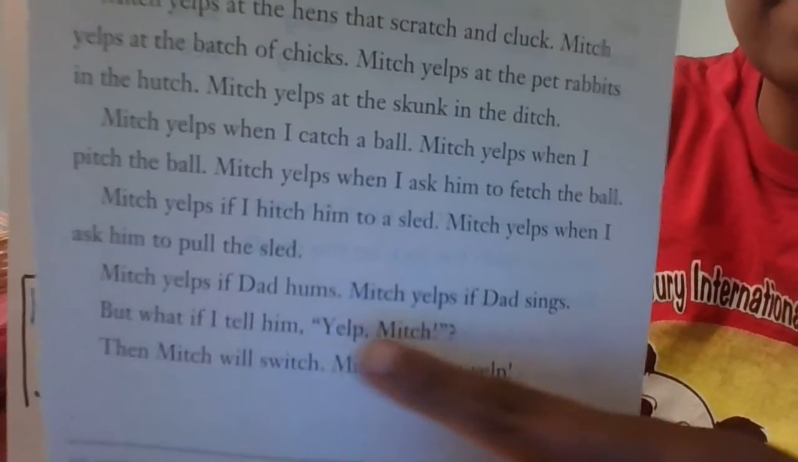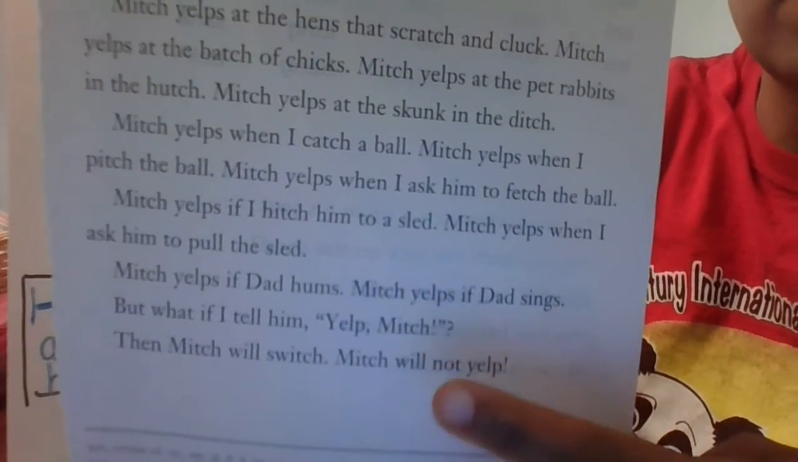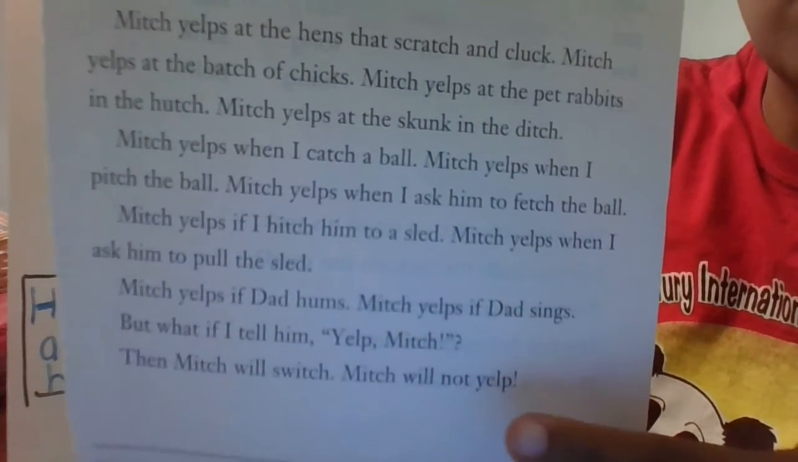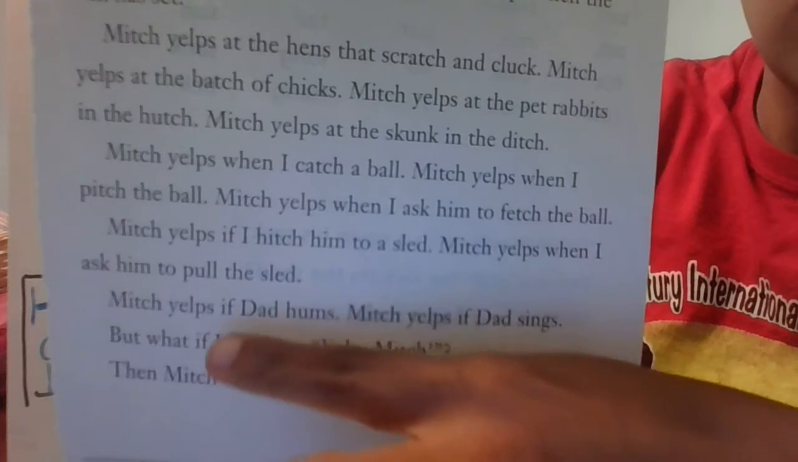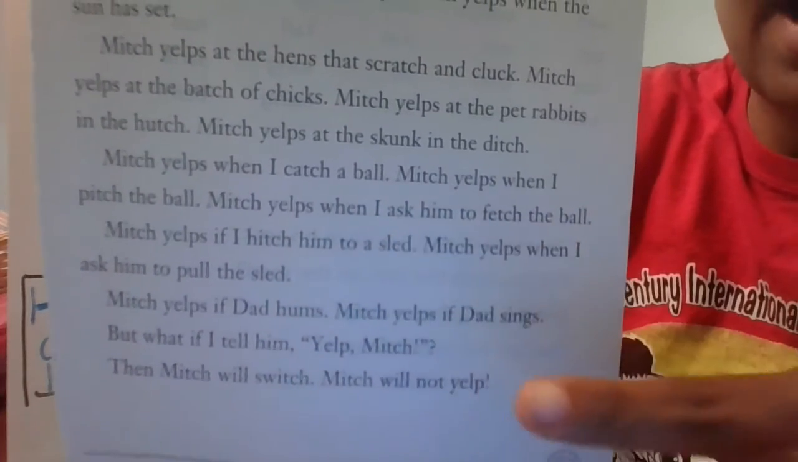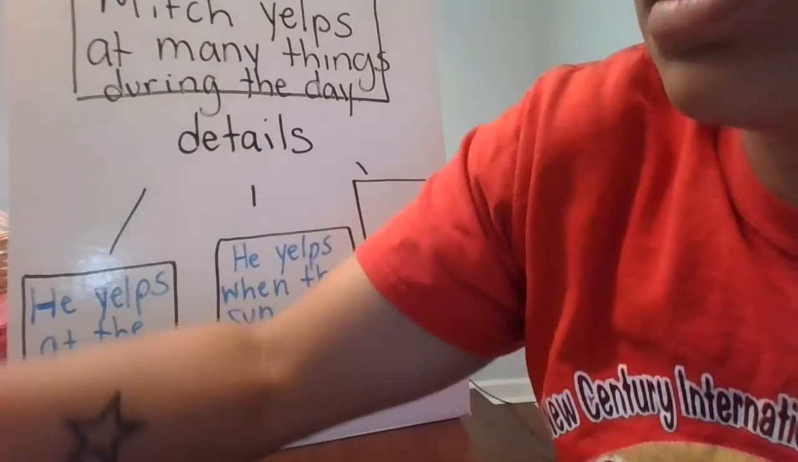I don't want to put that example at the bottom. That's not a good detail. It doesn't show me a time when Mitch is yelping. So I don't want to put that information up there. I want to use something from up here. So I'm going to put that Mitch yelps if I hitch him to a sled and ask him to pull. That's another example.